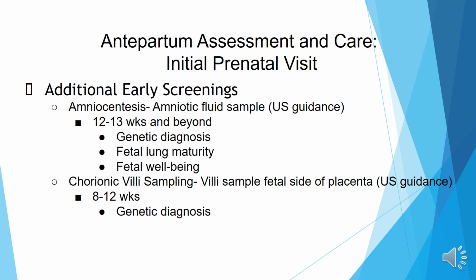And then chorionic villi sampling is a sample of the fetal side of the placenta, again done under ultrasound guidance. They do this around 8 to 12 weeks, and this is for more specific genetic diagnoses as well.